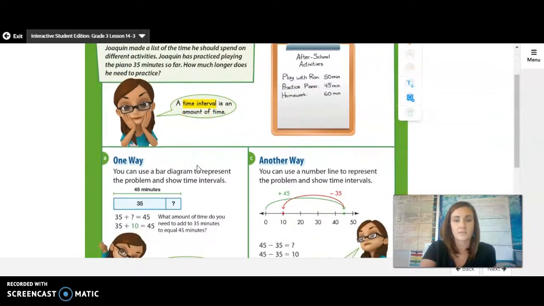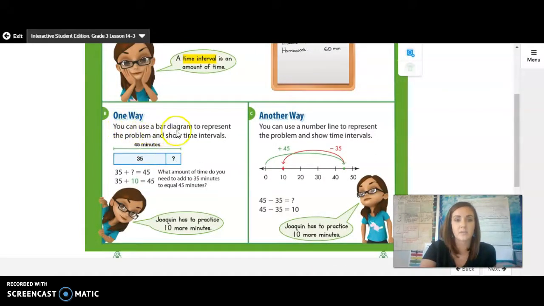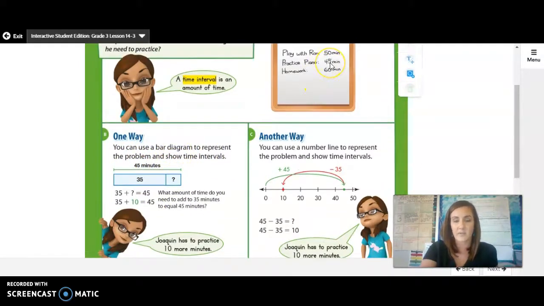So we're going to look at the steps that they break this down for us. It says one way you can use a bar diagram. We use this as part-whole here in class to represent the problem and show time intervals. So what they did, we know that he has to get to 45 minutes. So they did 35 plus what will give you your total time of 45 minutes. And they solved that out. 35 plus 10. So he needs 10 more minutes to get to that 45 minutes total.